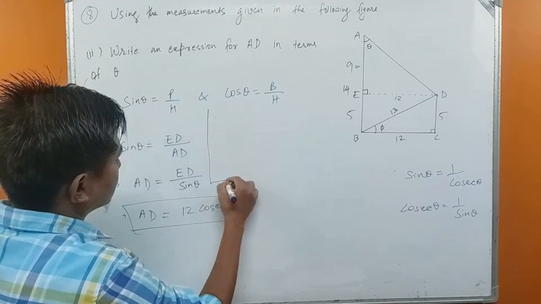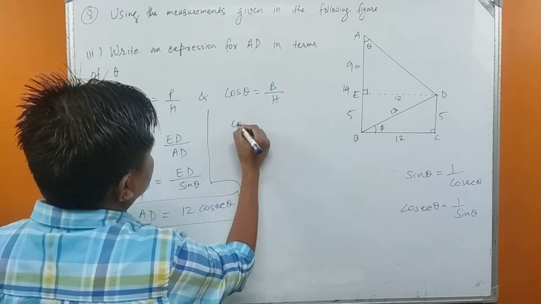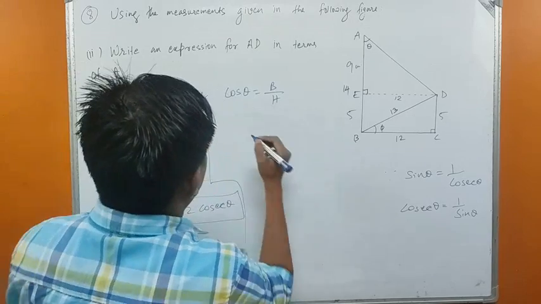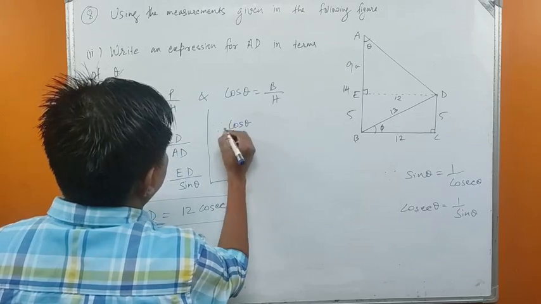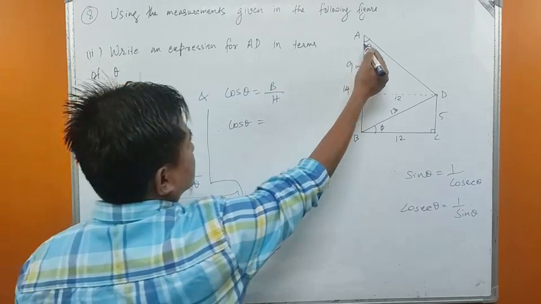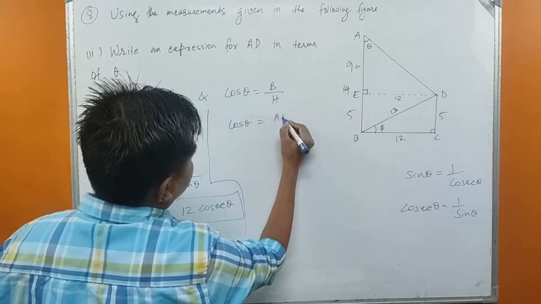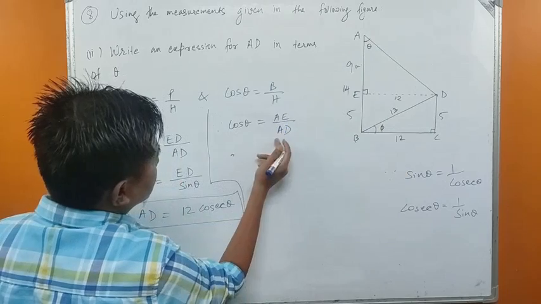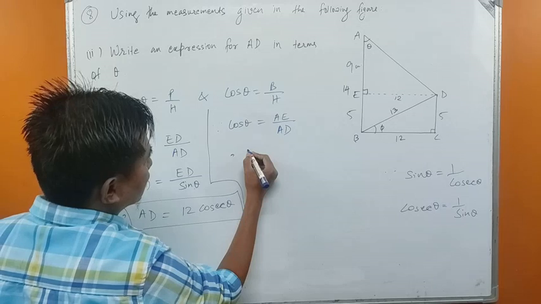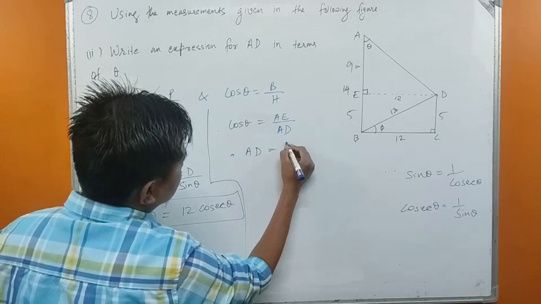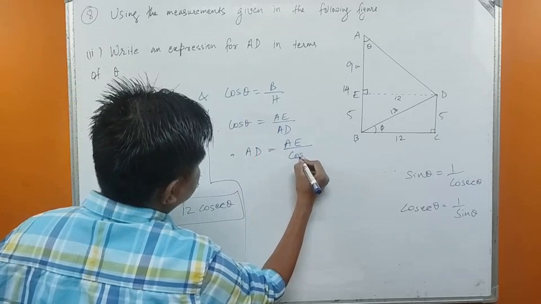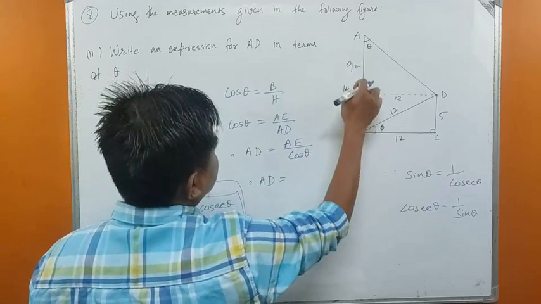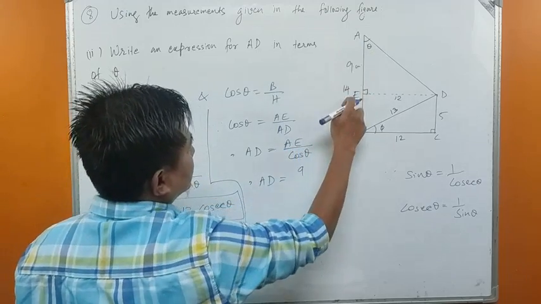Now from here, this is one expression. Another, cos theta equals base upon hypotenuse. When we talk about this angle, base is AE and hypotenuse is AD. So let me bring this AD here and take cos theta to the denominator. By cross multiplication, AD equals AE by cos theta. What is AE? AE is 9.